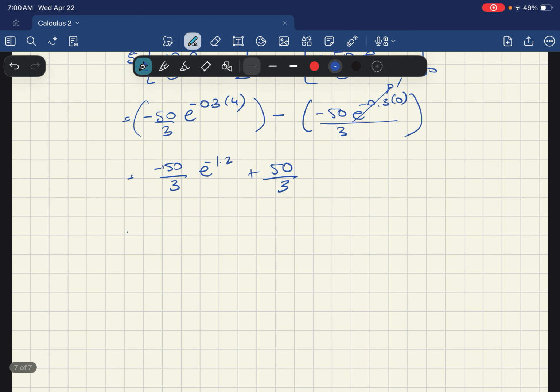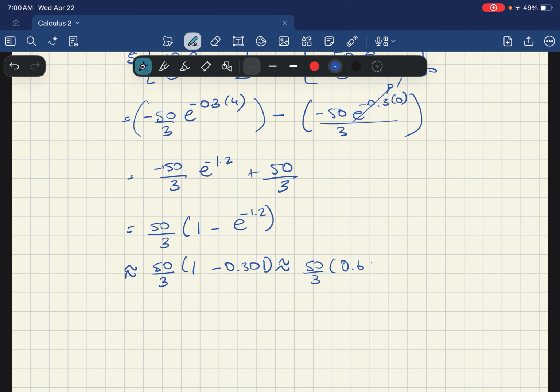Now if we do a little bit of math, we can pull out and see this is 50 over 3 times 1 minus e to the negative 1.2. I just moved things around a little bit to make it look nicer. So now this gives us 50 over 3 times 1 minus 0.301, which is approximately 50 over 3 times 0.699, I believe, which is approximately 11.65. And this would be whatever concentration, whatever the measurements are.